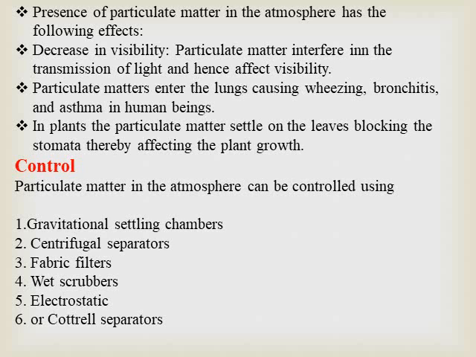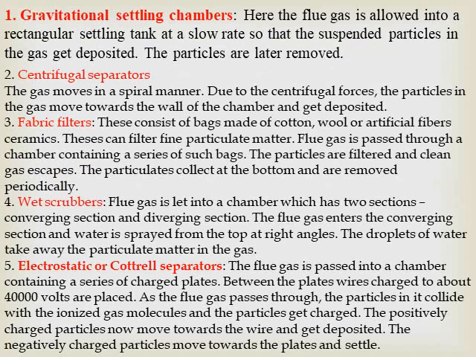Now we'll go into detail, one by one, starting with gravitational settling chambers. In these chambers, flue gas is allowed into a rectangular settling tank. Flue gas is a mixture of gases like carbon dioxide, carbon monoxide, sulfur dioxide, nitrogen oxide, etc. Slowly the suspended matter present in the flue gases gets deposited on the surface of the chamber, and later these particles are removed. Such chambers are called gravitational settling chambers.